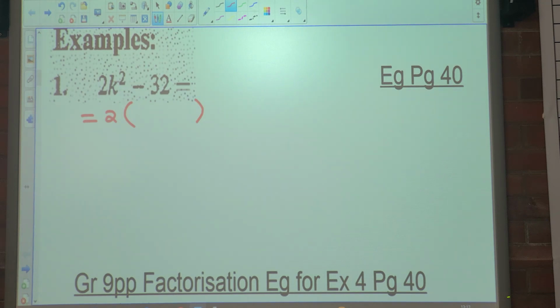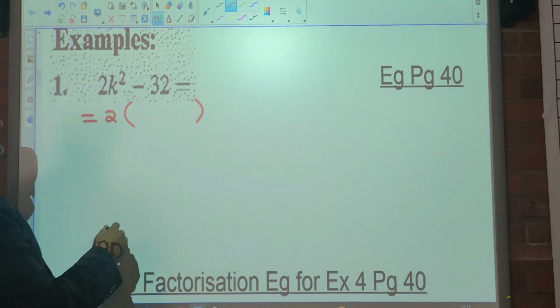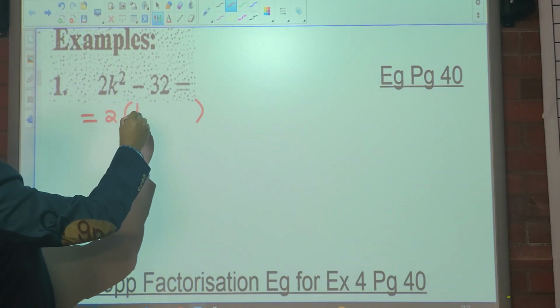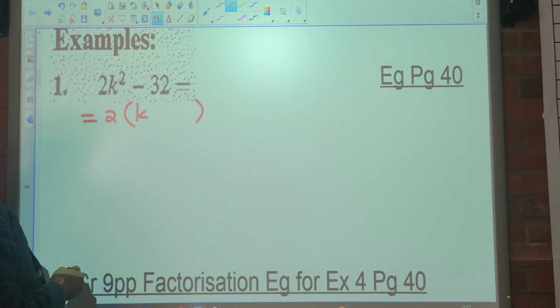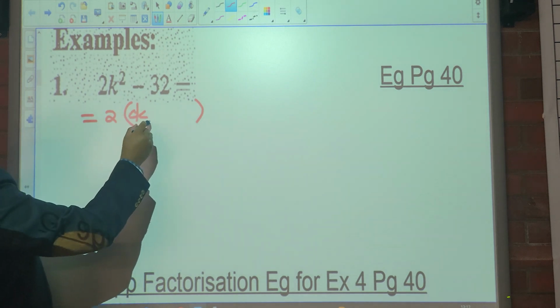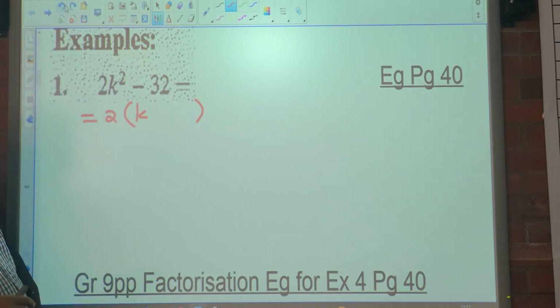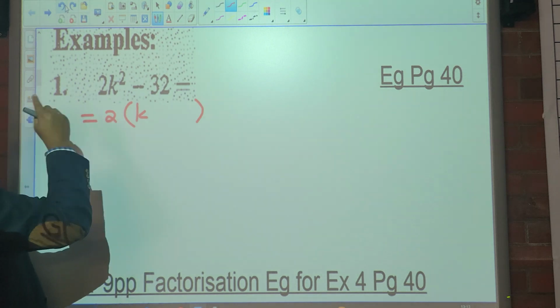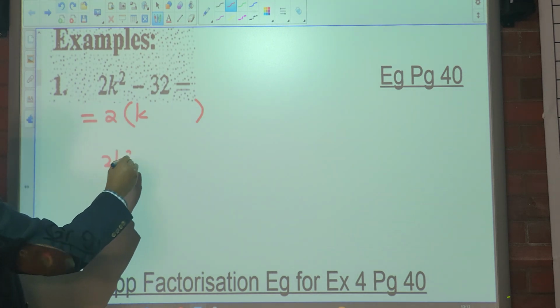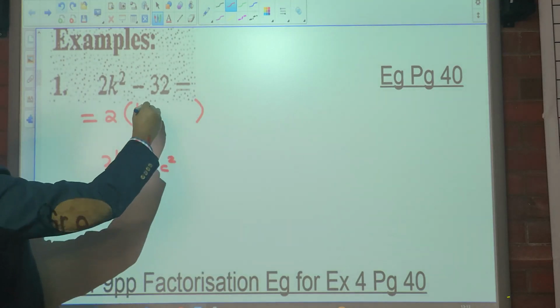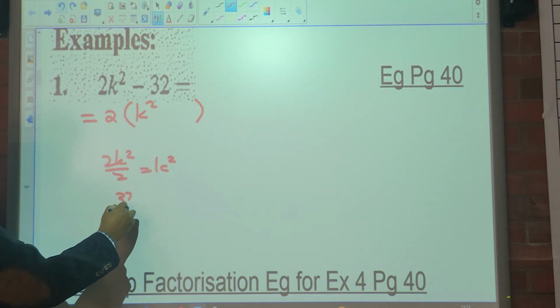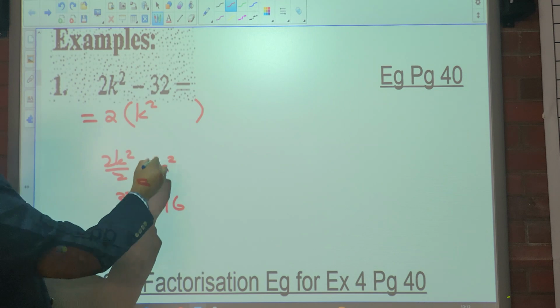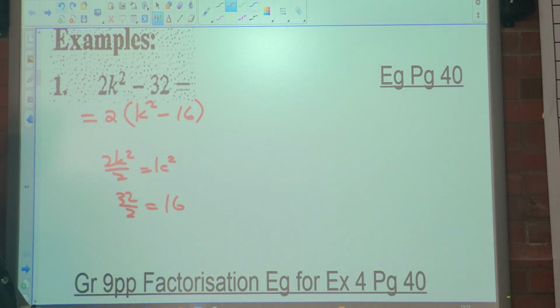What do we get, Pumla, in the bracket? No, it's a common factor. So it's 2x squared over 2, which is going to give you x squared. 32 over 2 gives you 16, negative 16.